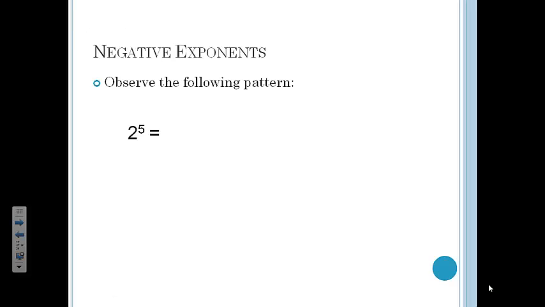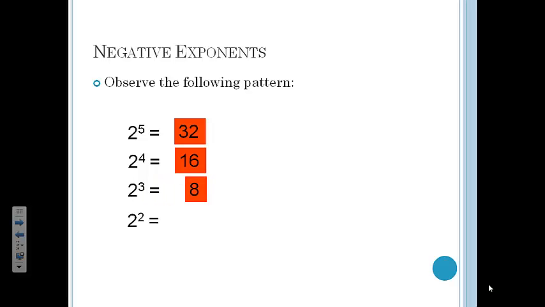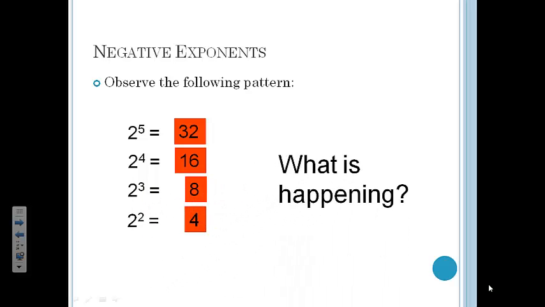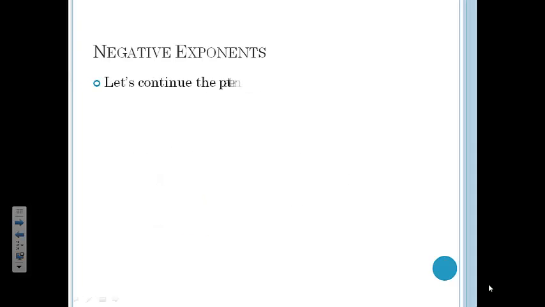All right, negative exponents. Watch this pattern. 2 to the 5th is 32. 2 to the 4th is 16. 2 to the 3rd is 8. Say along with me. 2 squared is 4. 2 to the 1st. What is going on here? What's happening? Well, it's getting smaller. Let's continue the pattern. 2 to the 1st, that's 2. 2 to the 0, that's 1.